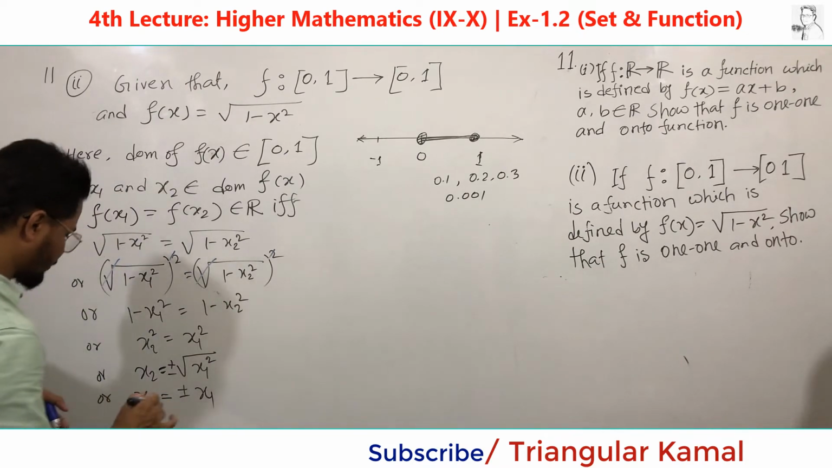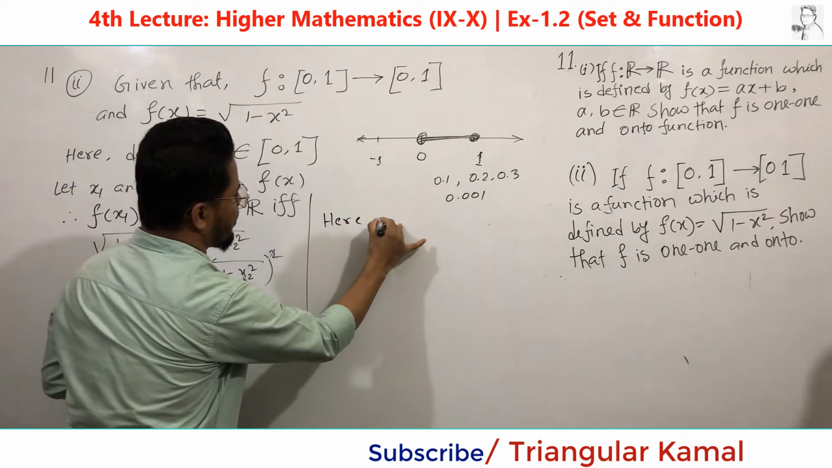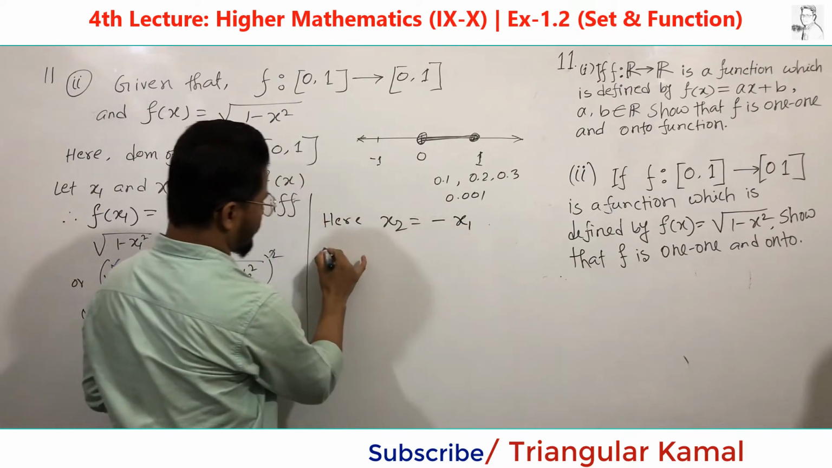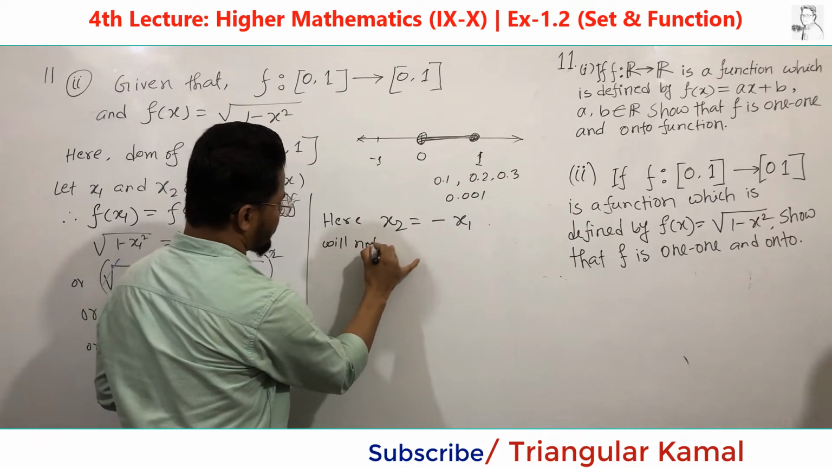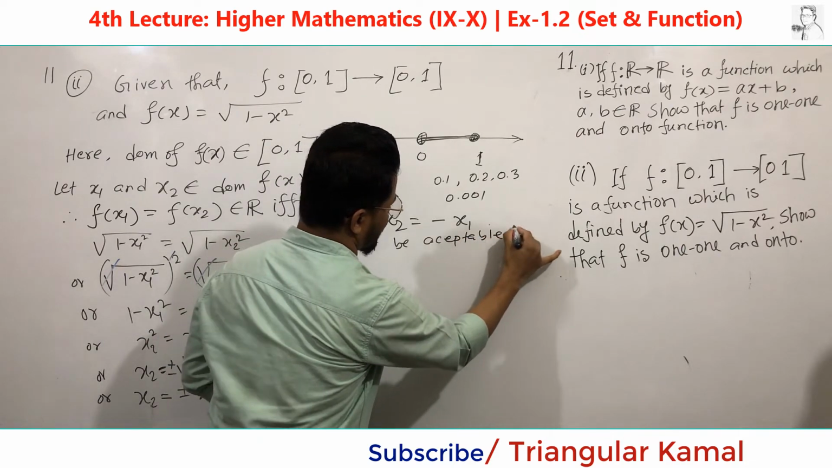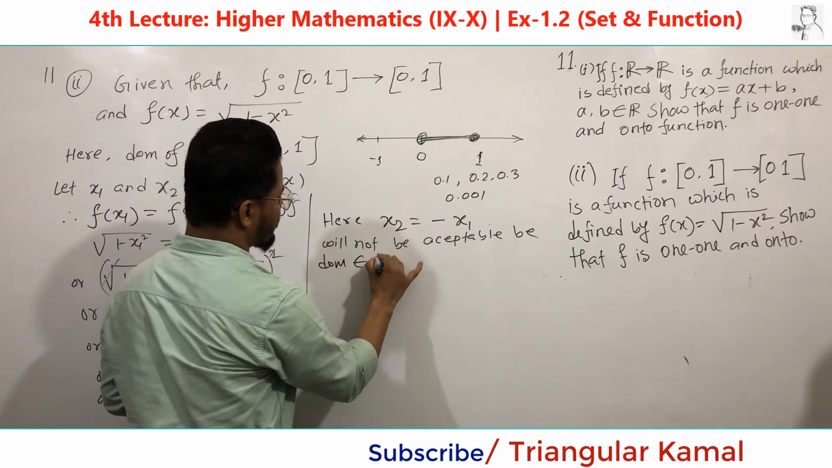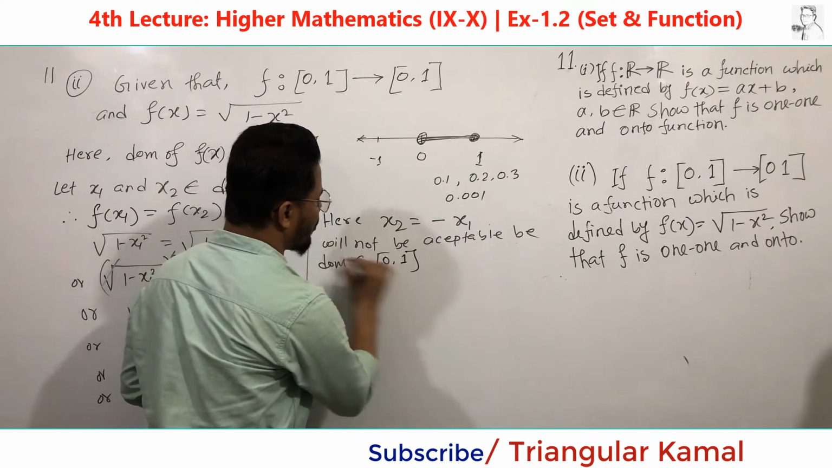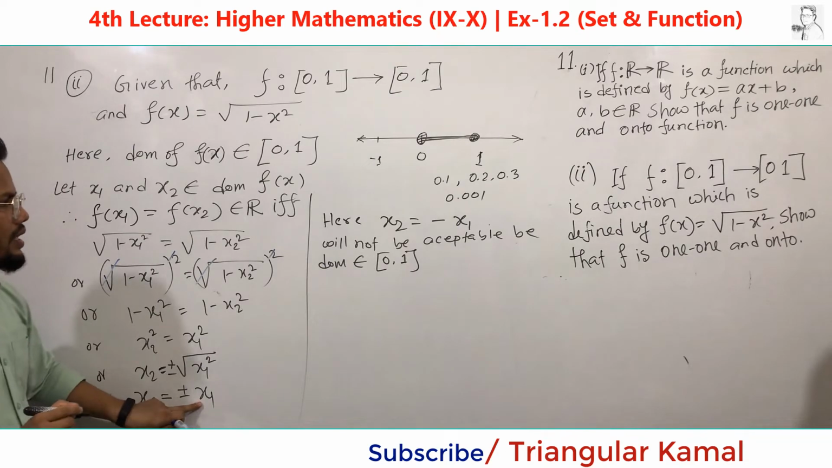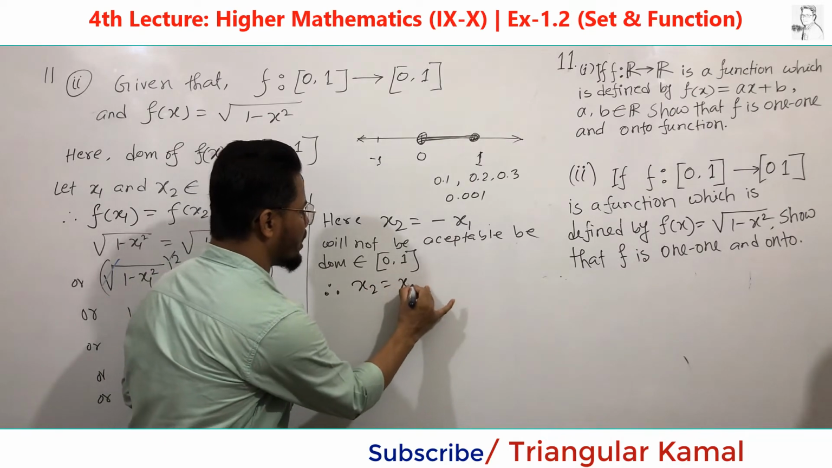But here x2 equal minus x1 will not be acceptable because the domain is elements of 0 to 1, all positive numbers from 0 to 1. So x2 equal minus x1 will not be acceptable. Now we can write here x2 equal x1.